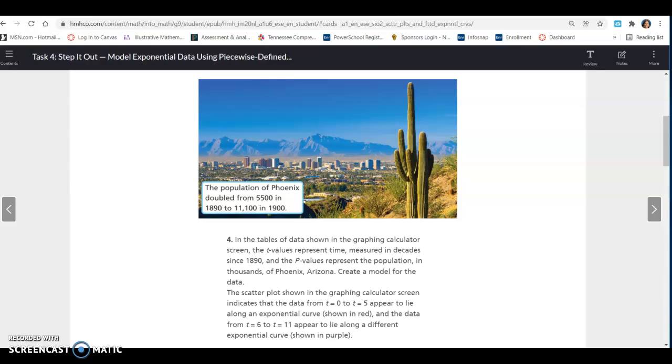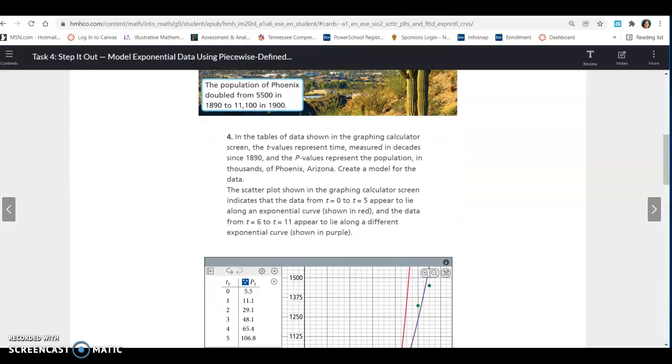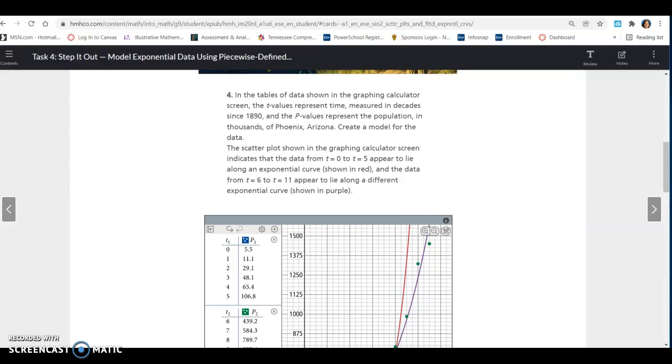All right, it says the population of Phoenix doubled from 5,500 in 1890 to 11,100 in 1900. In the tables of data shown in the graphing calculator screen, the t-value represents time measured in decades since 1890, and the p-value represents the population in thousands of Phoenix, Arizona. Create a model for the data.